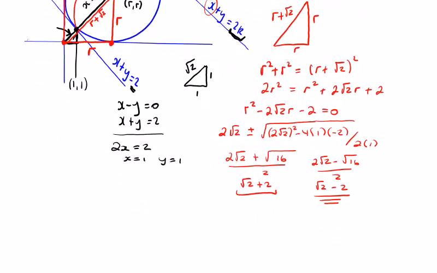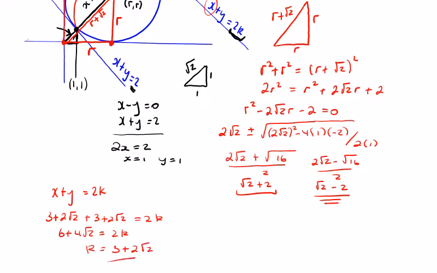So we're going to get x plus y is equal to 2k. So if you just sub the values in, you might be able to see the answer before this, but 3 plus 2√2 is x, so is y. That's equal to 2k. So 6 plus 4√2 is equal to 2k. So k, just divided by 2, is equal to obviously 3 plus 2√2. So that's your value for k.